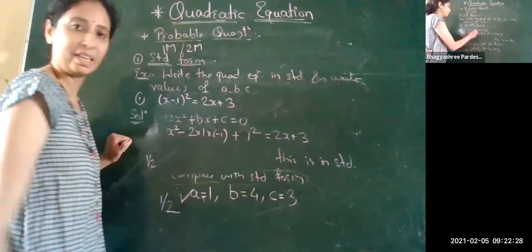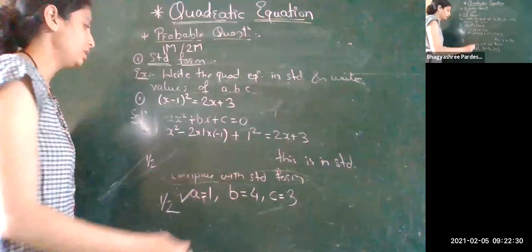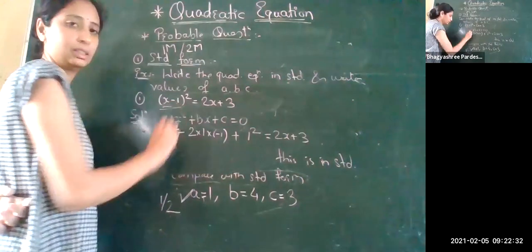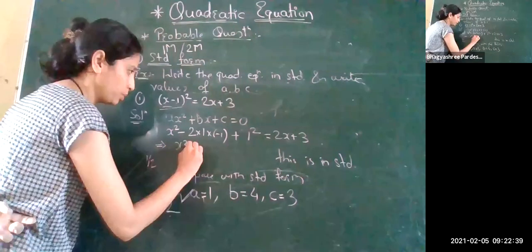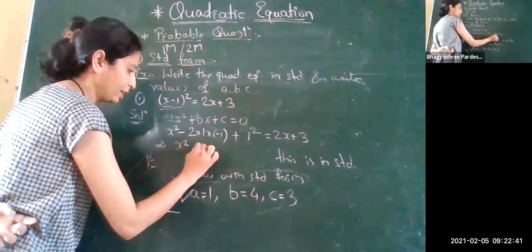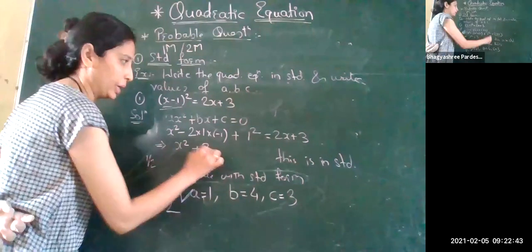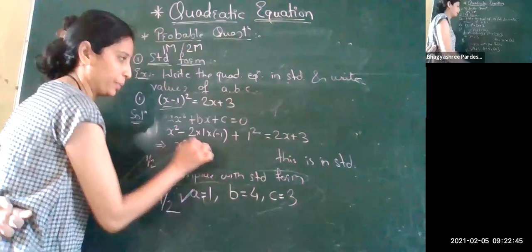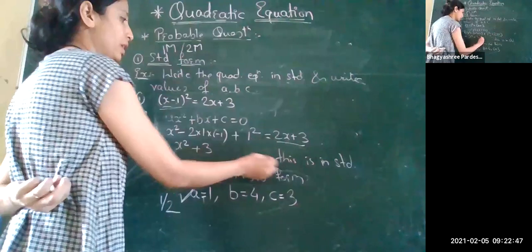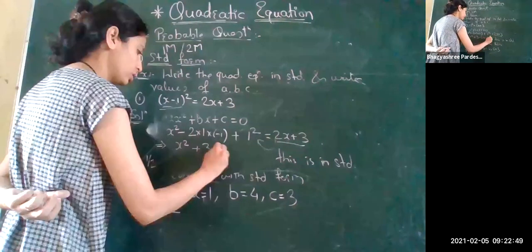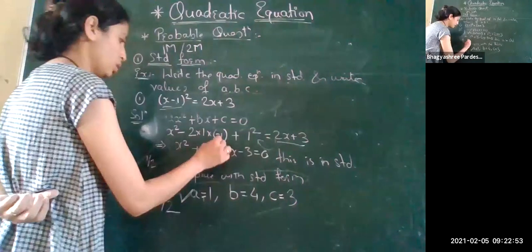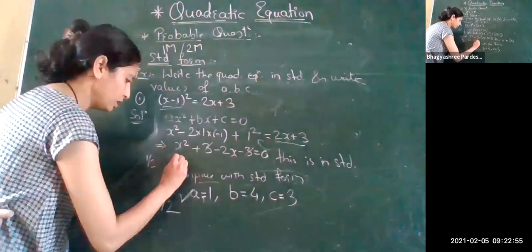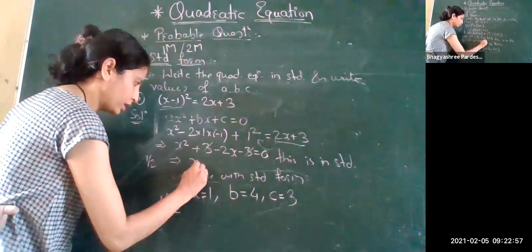Firstly, what we have done? We have simplified this bracket. Now this simplifies. This is x square minus minus plus. So this is plus 2 plus 1. I am directly writing here plus 3. And this 2x plus 3 is on the other side. So just transfer it to here. So this is minus 2x minus 3 is equals to 0. So plus 3 minus 3 get cancelled. And we got here x square minus 2x is equals to 0.